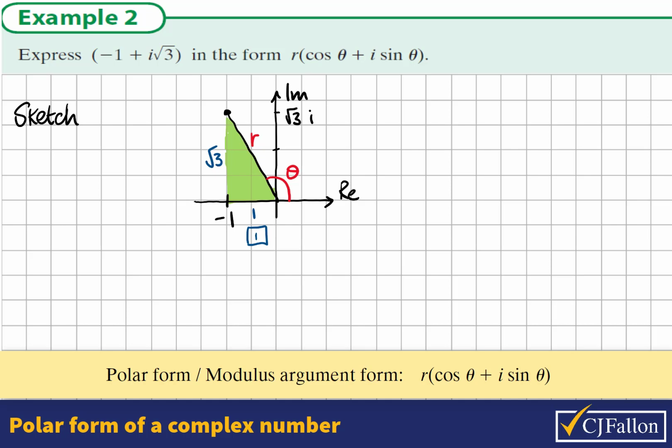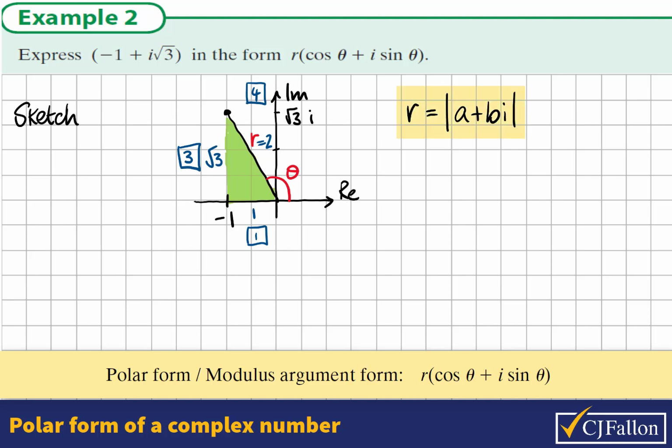Using Pythagoras' theorem on the triangle, we could see the squares on the two smaller sides are 1 and 3. So the square on the hypotenuse is 4, and if we square root this, we see 2 is the length of the modulus, using Pythagoras' theorem. We could also come up with this answer if we use the formula for modulus.